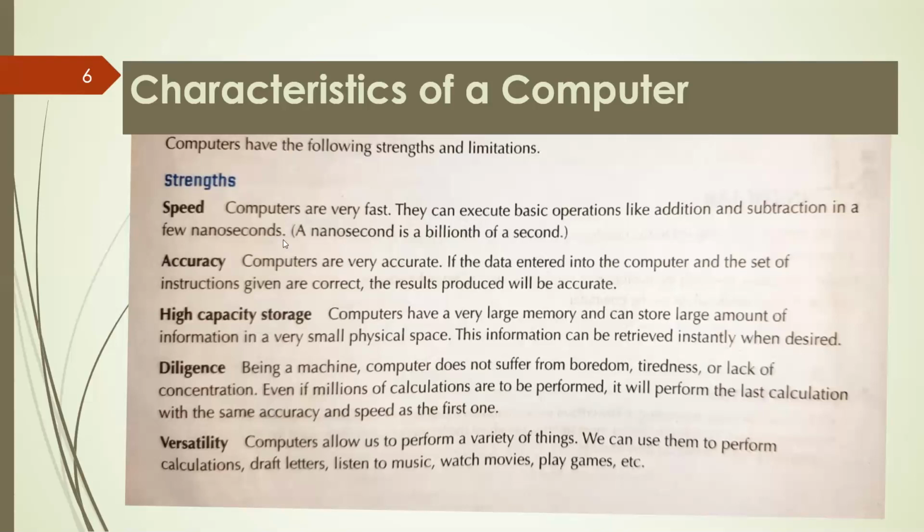Now, what are the strengths of a computer? The first one is speed; computers are very fast. Within a second, millions of instructions can be done. The second is accuracy. Computers will always give accurate output when the user gives the instruction correctly. Then high capacity storage, that means in a small physical space.